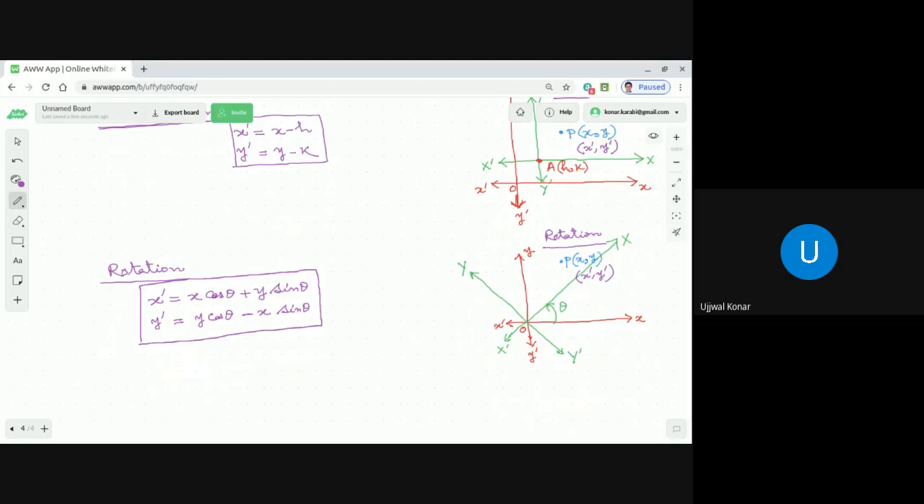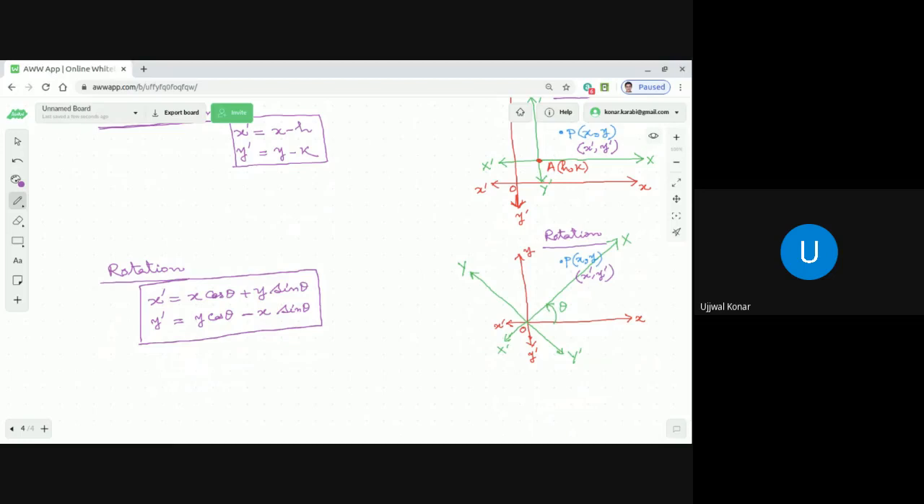And you need to find x, y. That means you need to find the coordinates of the point before rotation. How to find it out? So then you can say, sir, it is not a difficult task because it is a linear equation of two variables. I have two unknowns, x and y. x dash, y dash known to me, theta is known to me. Here it is a linear equation of two variables, I can solve it out.